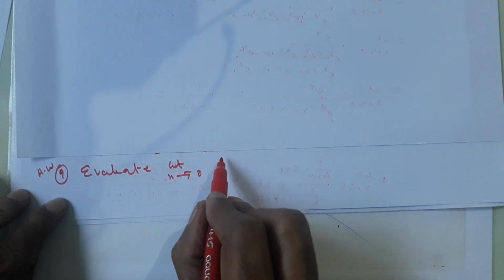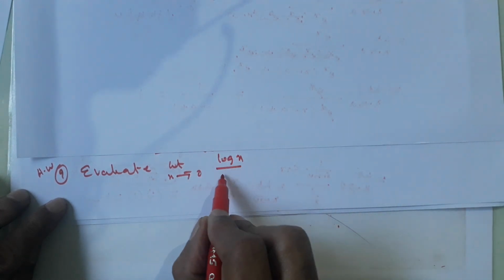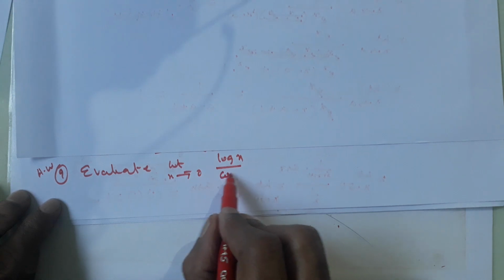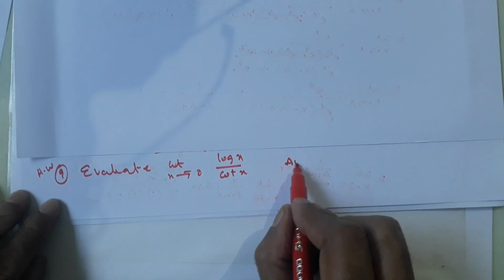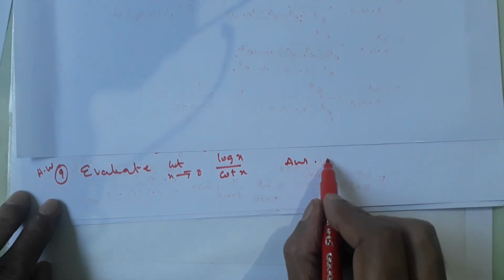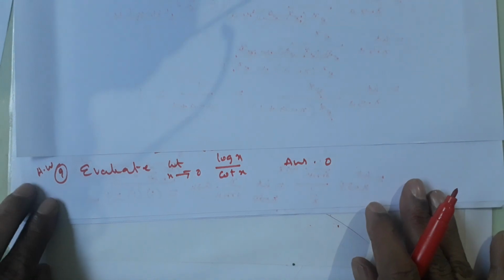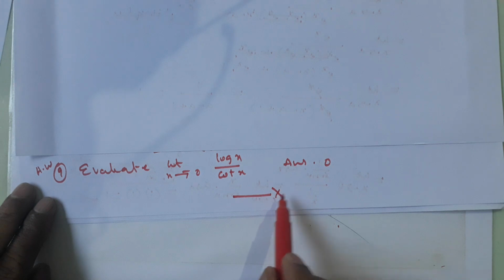Right. Ninth problem. Do this problem as homework, a simple problem. Evaluate limit x tends to 0 of log x by cot x. The answer should be 0. So do this problem for homework. Thank you very much.